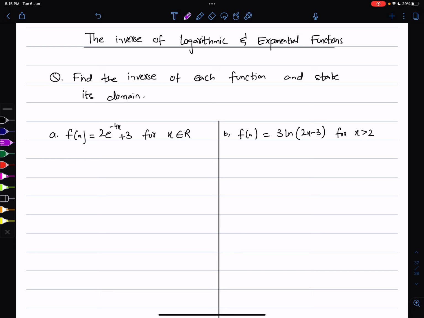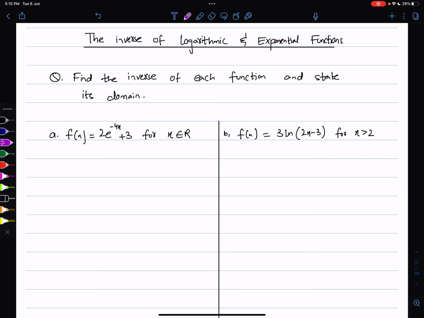Hi, in this video we are going to learn how to find the inverse of exponential and logarithmic functions. So we are clear with this concept that we have studied earlier, that an inverse function only exists for a one-to-one function. And the graph of e to the power of x and the graph of ln x that we drew in the previous video represent that the graphs of exponential and log functions are one-to-one functions.